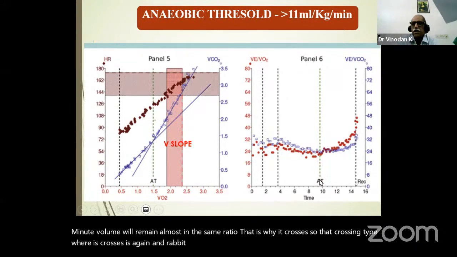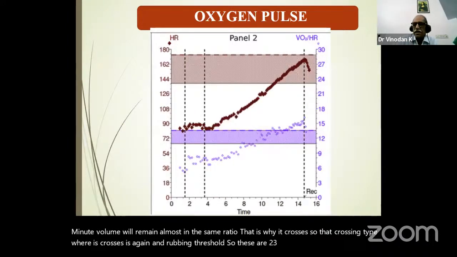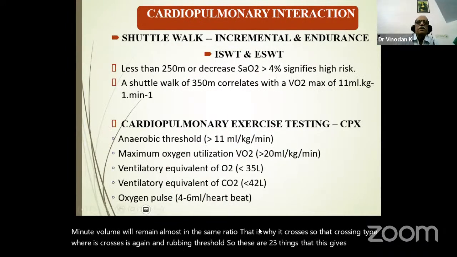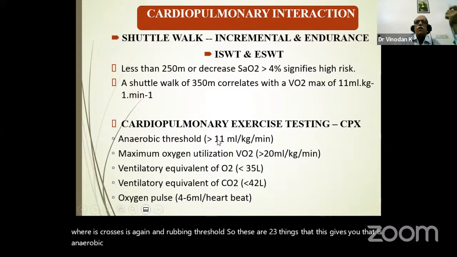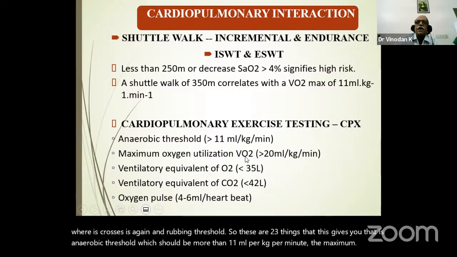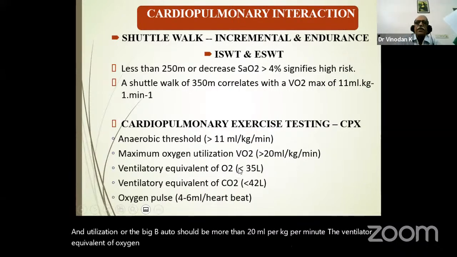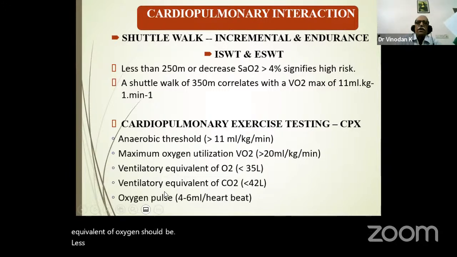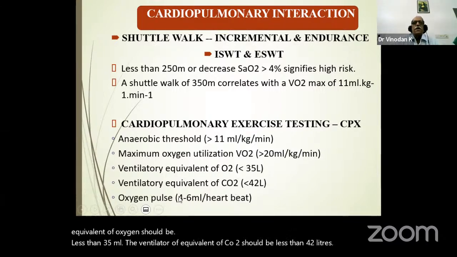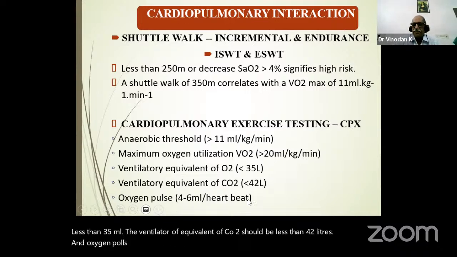So these are three things that this gives you. The anaerobic threshold should be more than 11 ml per kg per minute. The maximum oxygen utilization, or the peak VO2, should be more than 20 ml per kg per minute. The ventilatory equivalent of oxygen should be less than 35 ml. The ventilatory equivalent of CO2 should be less than 42 liters. And oxygen pulse should be 4 to 6 ml per heartbeat.